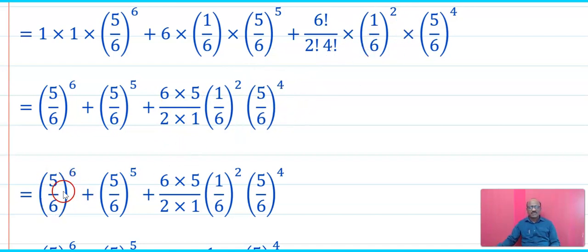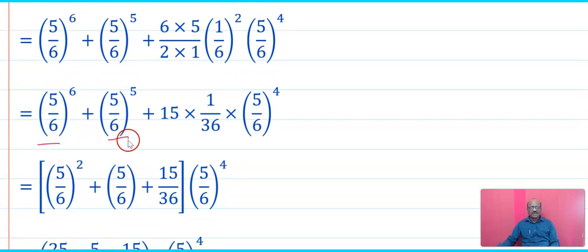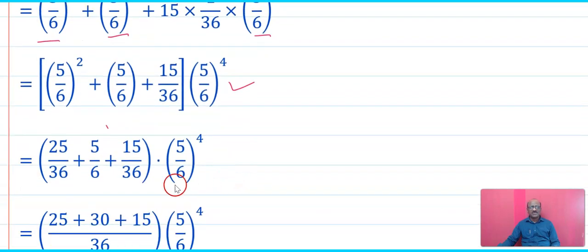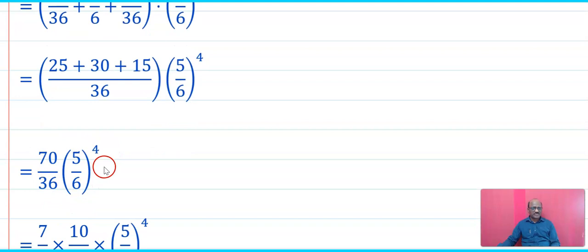And again if we simplify, (5/6) raised to 6 plus (5/6) raised to 5 plus 6 into 5 upon 2 into 1, (1/6) squared, (5/6) raised to 4. And here (5/6)^2 plus (5/6) raised to 4 plus 15 into 1 upon 36 into (5/6) raised to 4. Now (5/6) raised to 4 is common. Then what you will get? (5/6) squared, (5/6) raised to 1, and here 15 by 36. And again if you simplify, 25 upon 36 plus 5 by 6 plus 15 upon 36. If you take the LCM, 25 plus 30 plus 15 upon 36, and you will get 70 upon 36, (5/6) raised to 4.